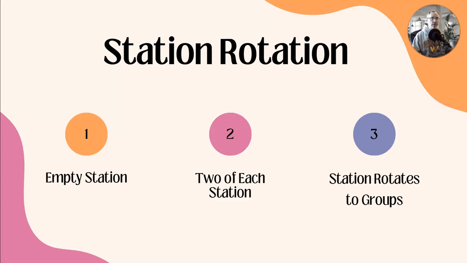The other thing is that if there is a limitation in space, you could have the stations rotate to the groups. So you would have the groups sit together and then they would just work on whatever station activity needs to be done at that time.